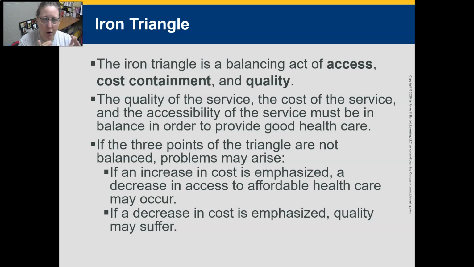So for example, if the cost goes up, then access will go down, right? Because people can't afford it, or they may be thinking twice about going to the doctor because the copay is too high, or they're afraid of how much the bill is going to be. And if we decrease the cost, though, then quality could suffer. Because then we don't have the money to provide the right services or the services as they should be provided. And so whenever you move one piece, the other pieces move. And so it is work to keep all three in balance.